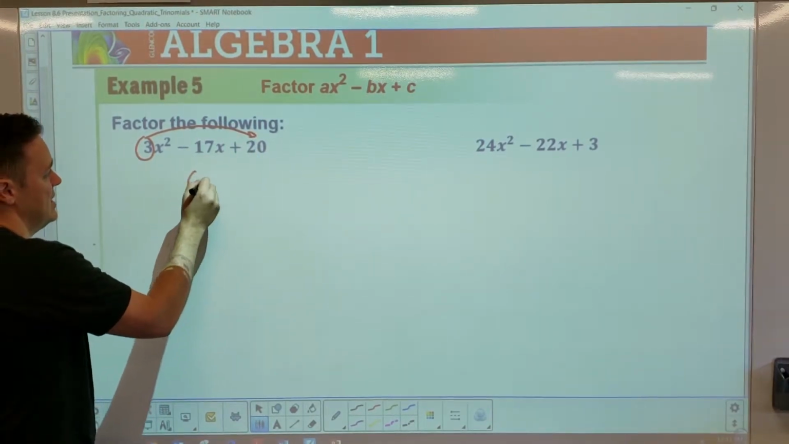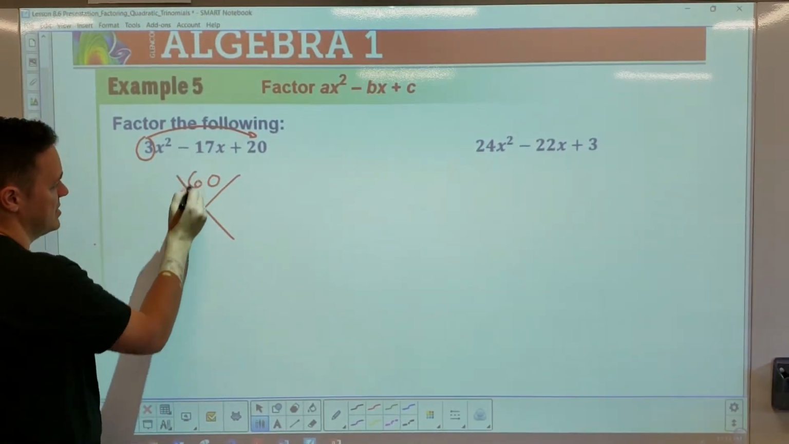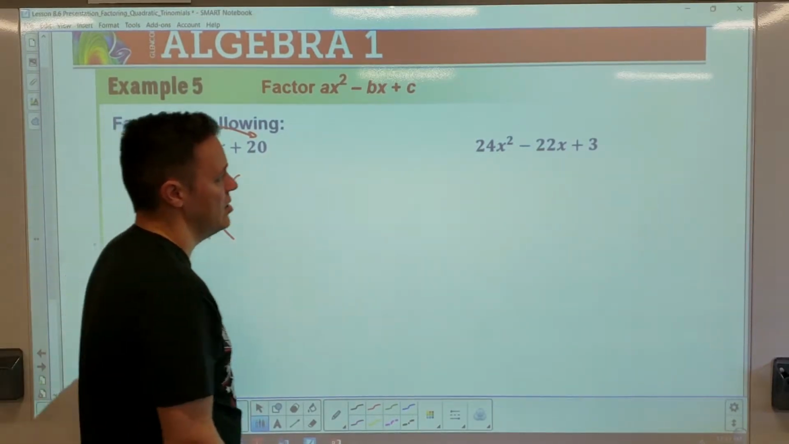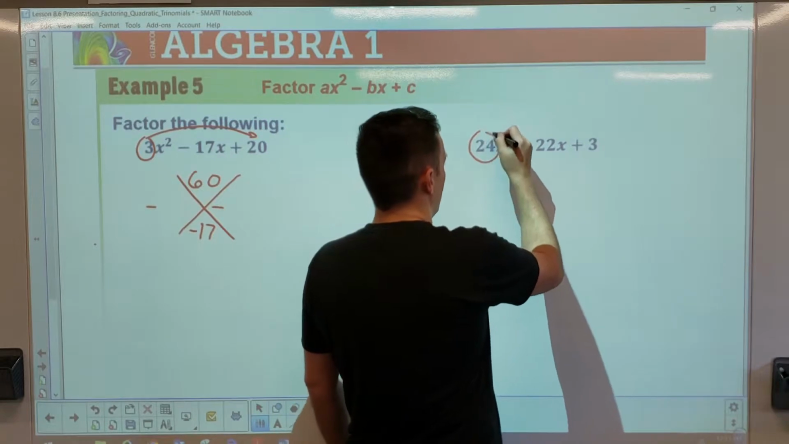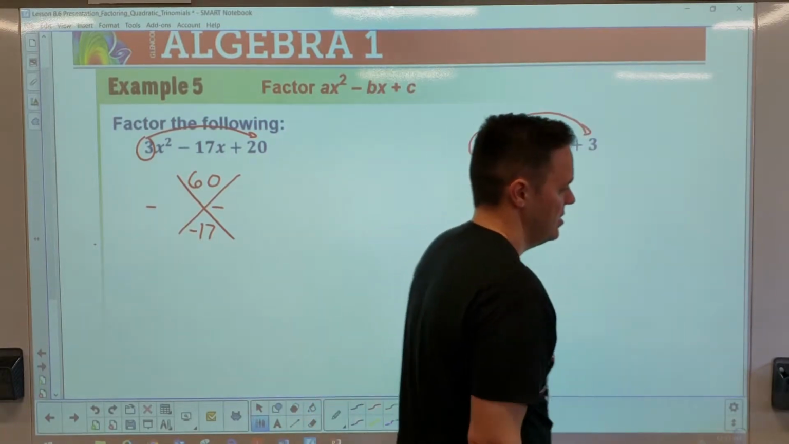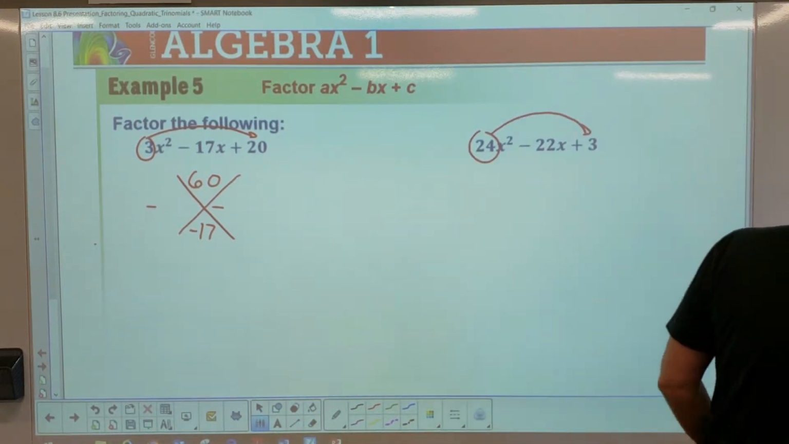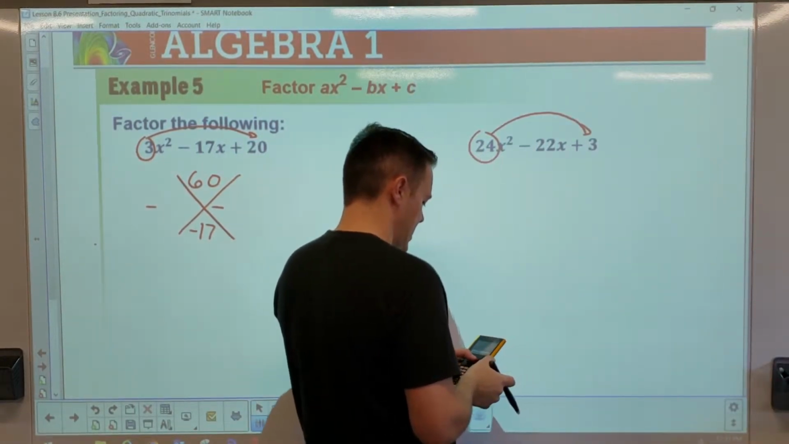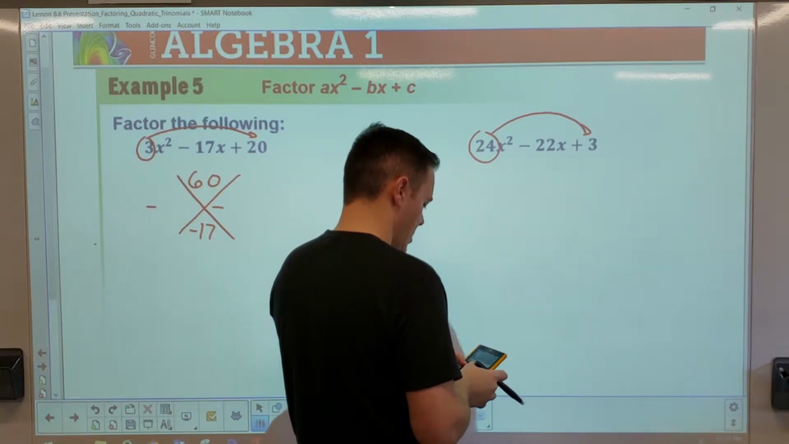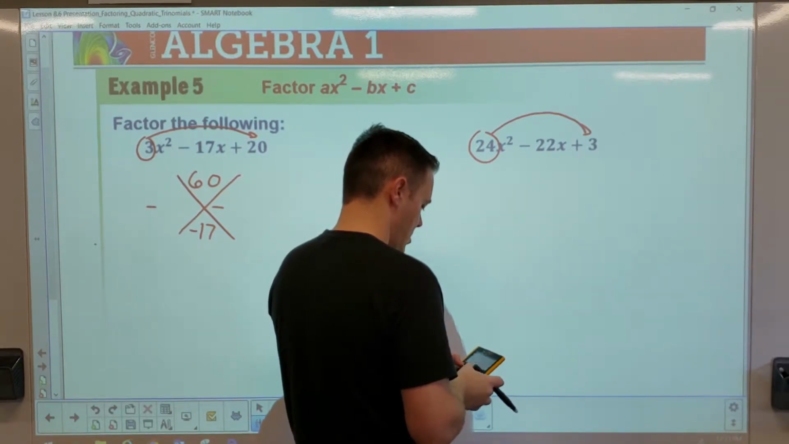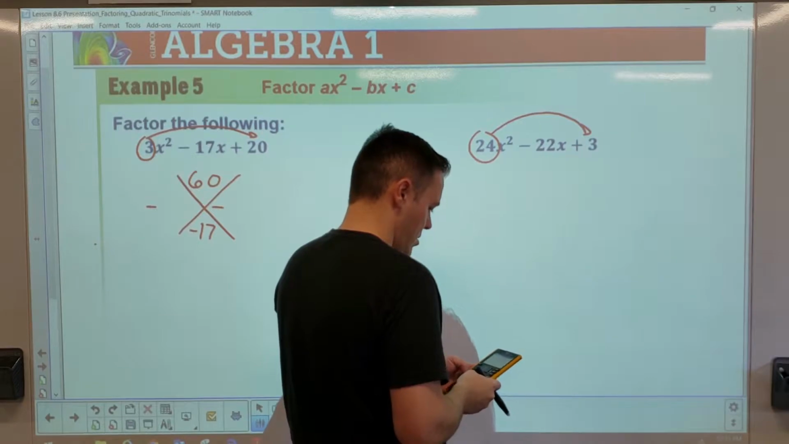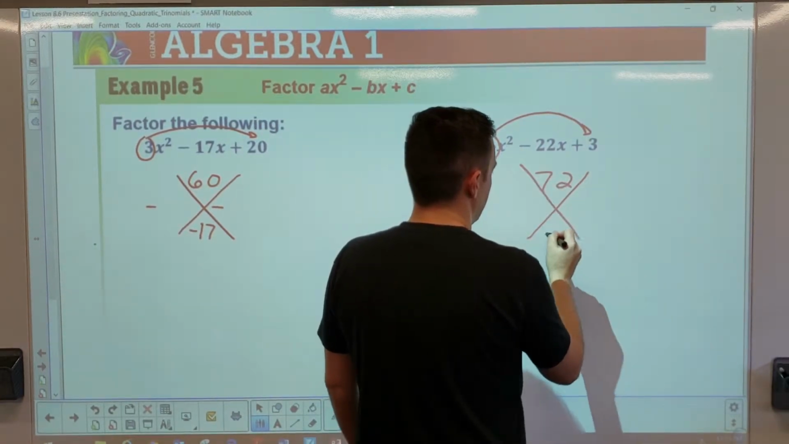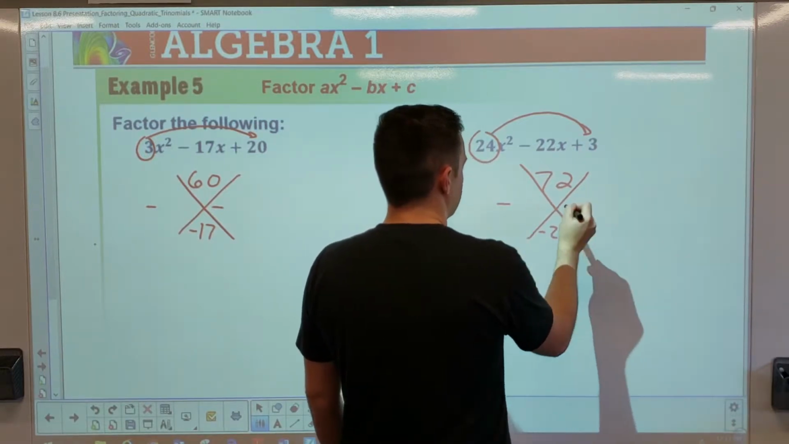So you'd have 60, and then this is going to be minus 17. So we know it's going to be a double negative here. We know this one's going to be 24 times 3, which is a bigger number. 24 times 3 is 72. And we know the bottom number here is going to be minus 22, and it's going to be a double negative.